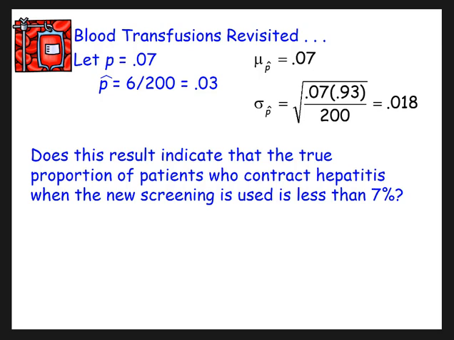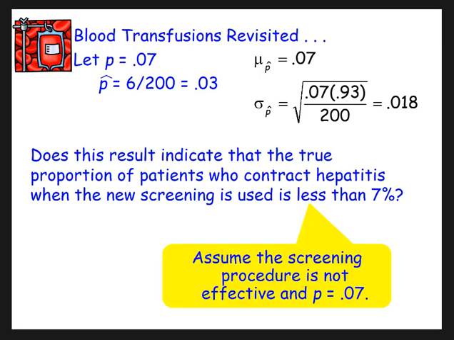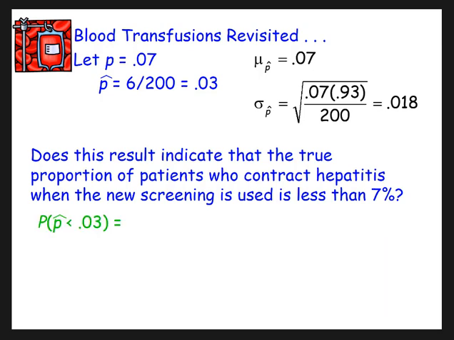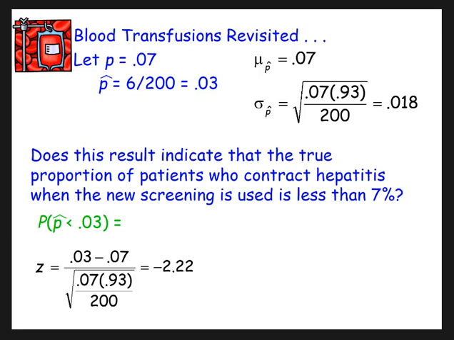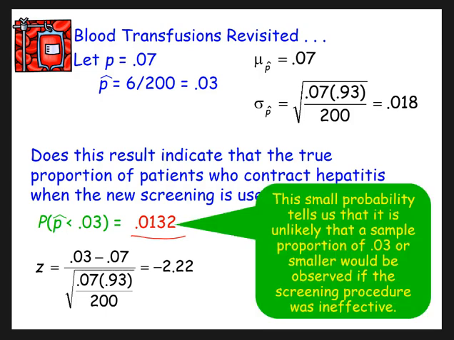We find a z-score based off of that mean and standard deviation. 0.03 minus 0.07 divided by that standard deviation gives a negative 2.22. The probability of being less than that is 0.0132. Now that's less than 0.05. That's a pretty small percentage. So we're going to say that that is evidence that maybe this does improve on the rate of hepatitis after transfusion.